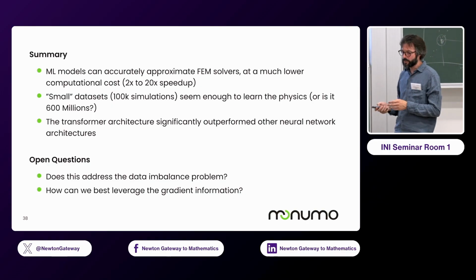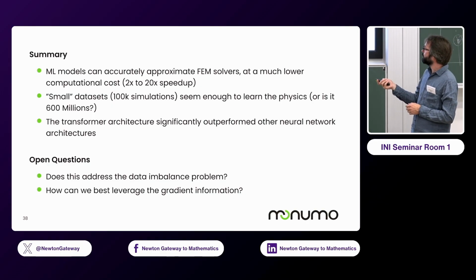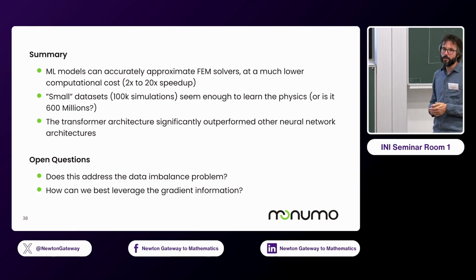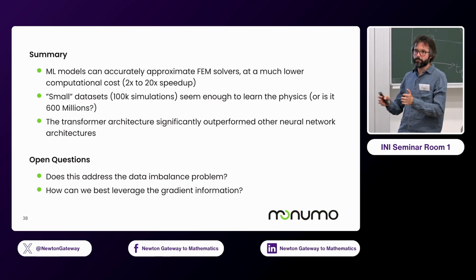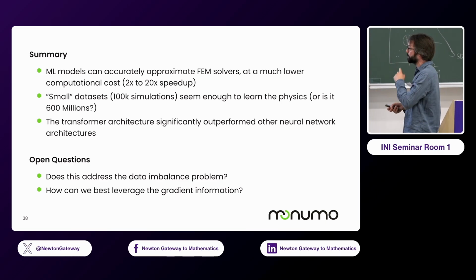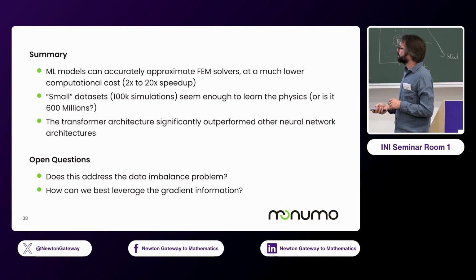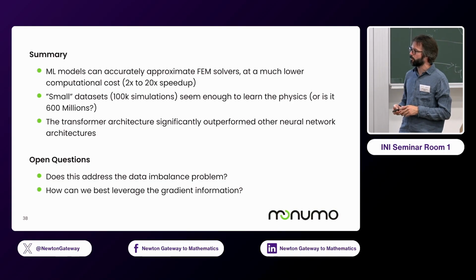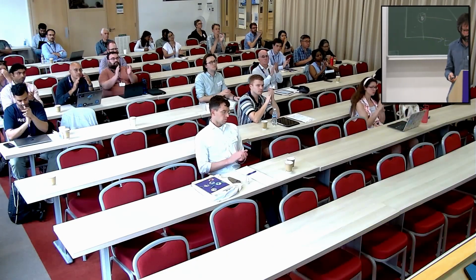There are still open questions. This is a work in progress. We haven't yet checked how much this solved the data imbalance problem, but I really believe that since the physics is implemented in every regime, we can expect these models to perform better. And now that we have gradients, we can do interesting things with those gradients in the optimization of the motors themselves. Okay. Thank you very much.